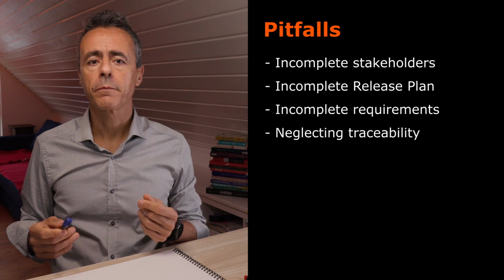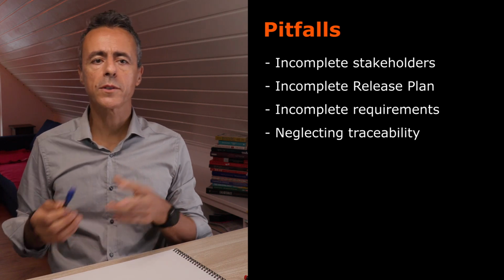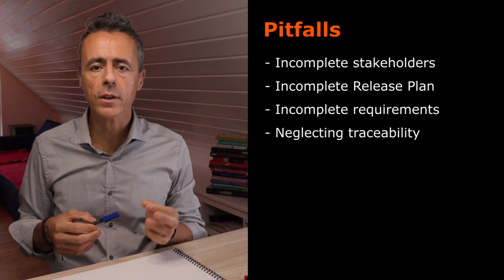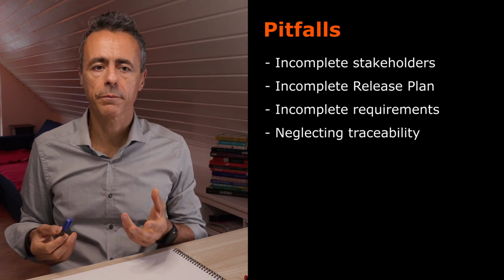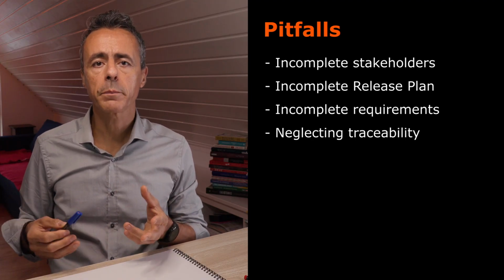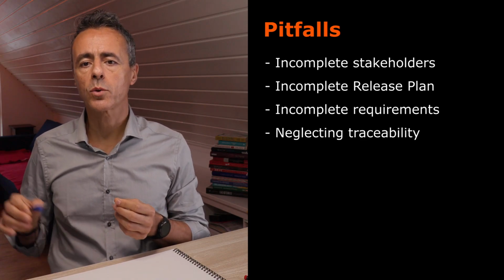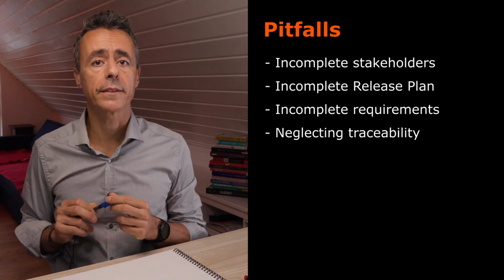Neglecting traceability. Without traceability from requirements to design, implementation and tests, it's hard to show that every function has been implemented correctly. So recommendation, keep the traceability throughout the project. Even in Agile, map user stories to architecture, design and test cases.